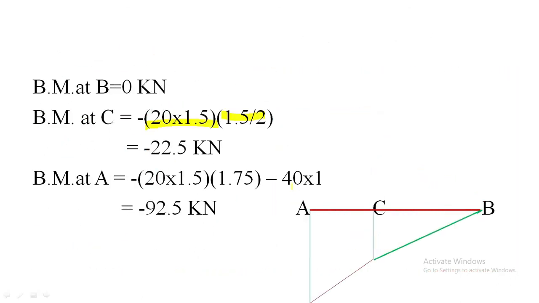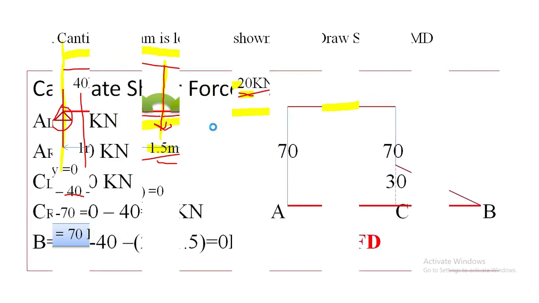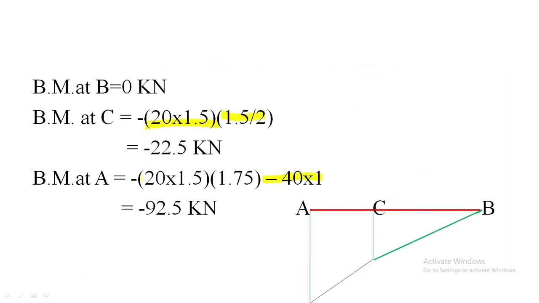Now minus 20 into 1.5. The second load is the UDL. The UDL is converted into a point load. The point load is going in the downward direction, so it is minus. While converting the UDL into a point load, the UDL's original load is 20 kilonewton and the UDL's distance is 1.5. So minus 20 into 1.5. The next is the distance, 1.75.